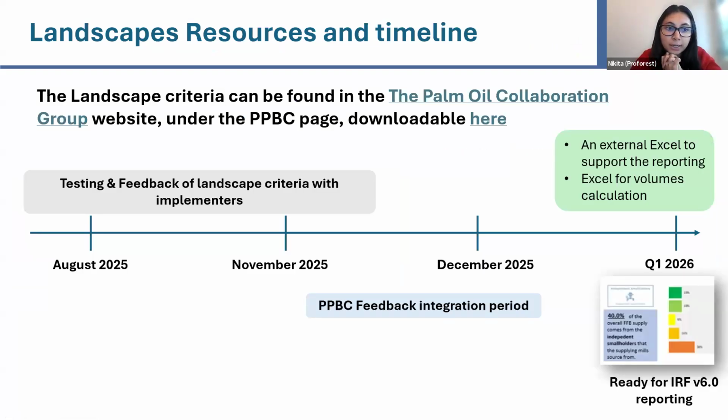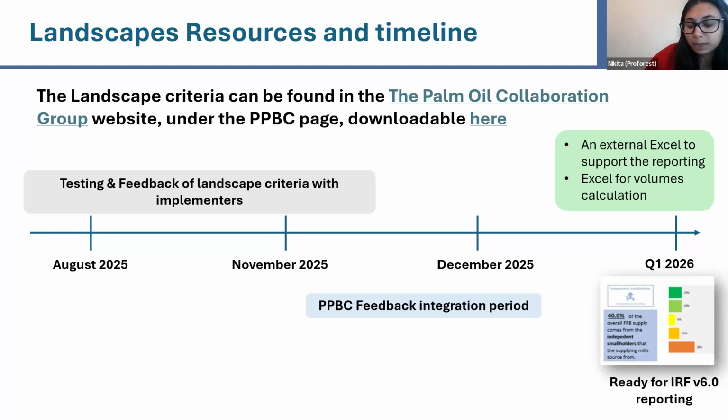And here, just a timeline of the landscape resources. As I mentioned, at the moment, the landscape criteria in its current form can be found under the Palm Oil Collaboration Group website in the PPBC webpage. Jake can also put a link in this chat. If you can put a link in this chat, Jake, that would be great. But we can also share it later. It includes the detailed criteria and also some FAQ questions in case any companies have any difficulties with the criteria.